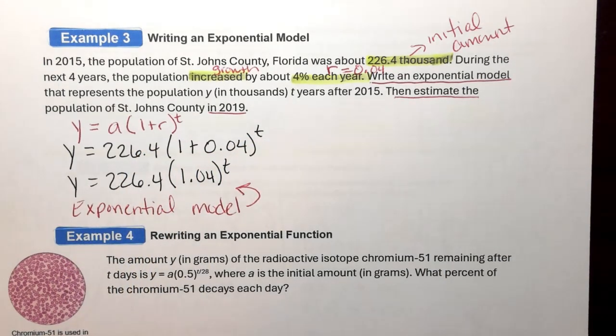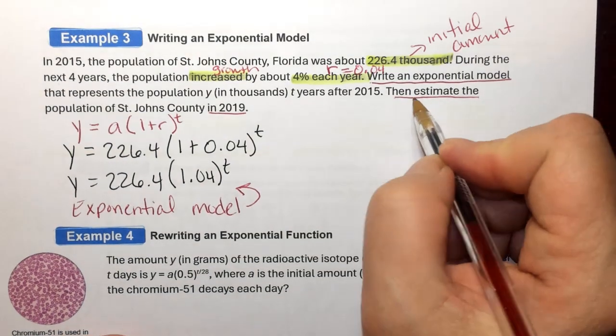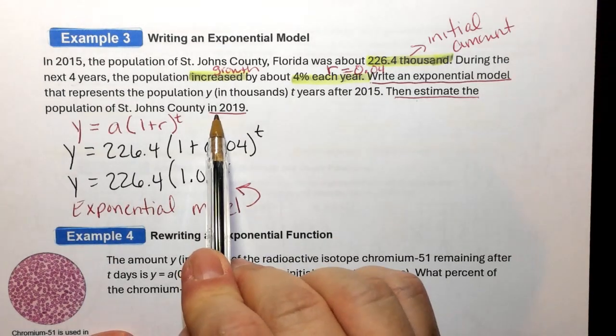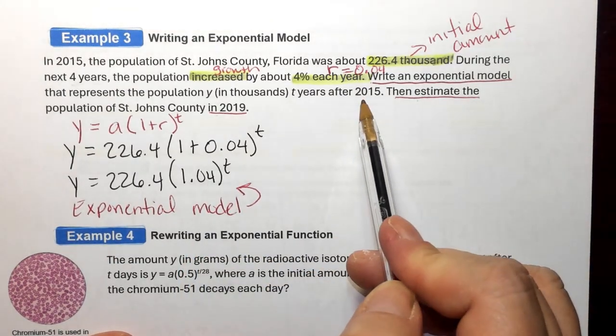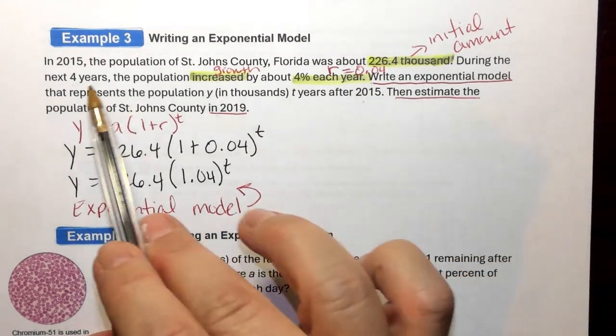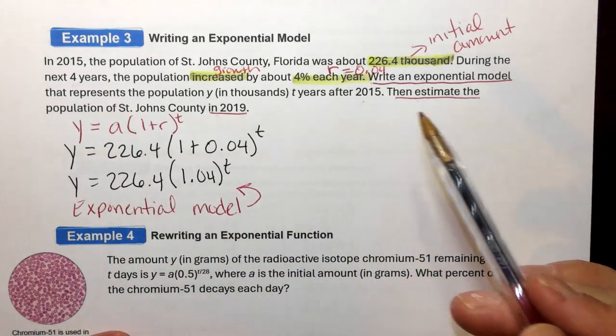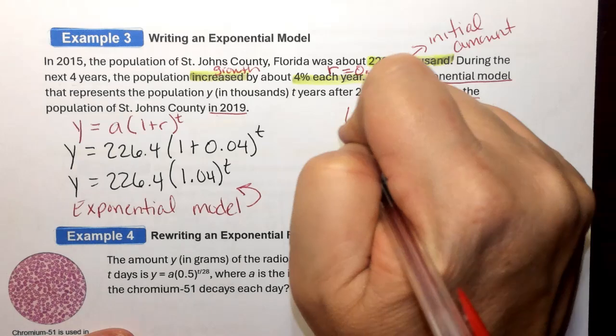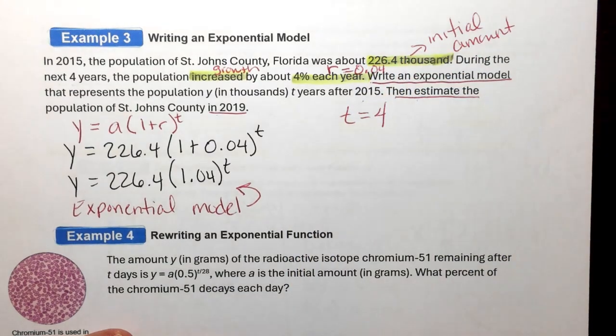All right, so we got the first part done. Now we're going to estimate the population. So they said in the next 4 years, we could also take 2019, subtract 2015. That would also give us 4. So they gave us 4 in 2 different ways is what I'm saying. Sometimes they wouldn't. They would only give you one way. So we are going to find out when t equals 4, what would our estimated population be?